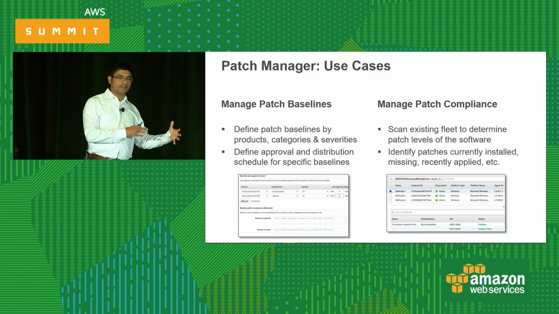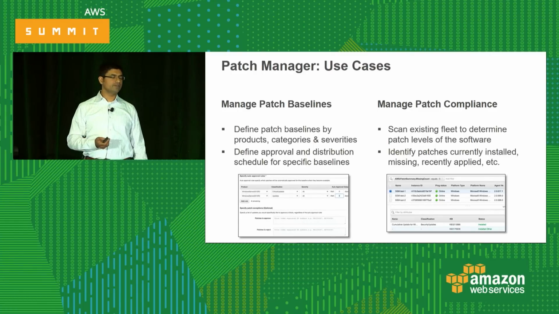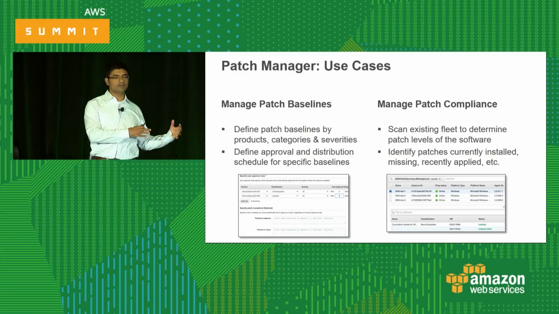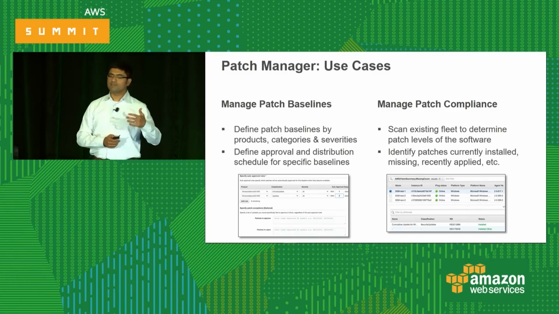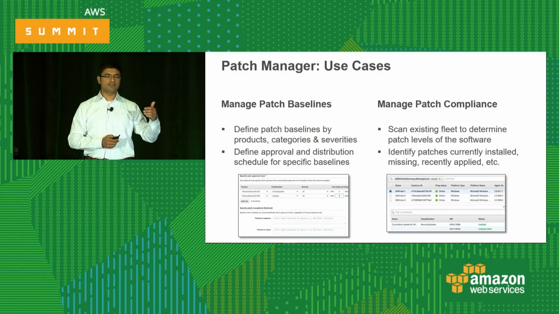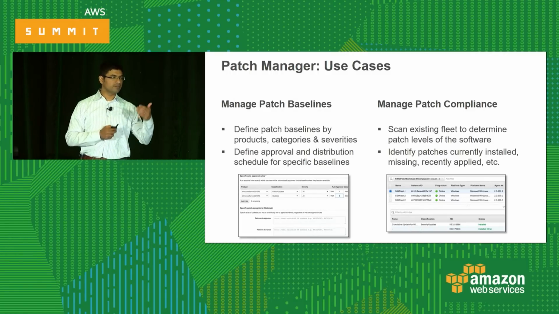Once you applied those patches, Patch Manager also lets you look at patch compliance. So this helps you answer the question of, once I've defined the rules, how are my servers doing as regards those rules? Have those patches been applied? And how do I stand in terms of which are the patches that are supposed to be applied but are missing? Which are the patches that should have been applied but failed to apply? So patch compliance lets you query that and see that on the console itself.